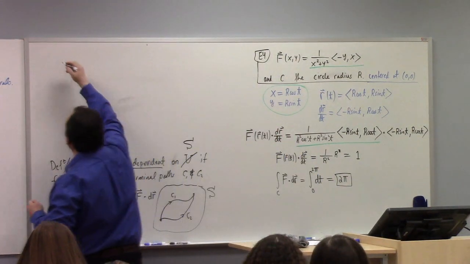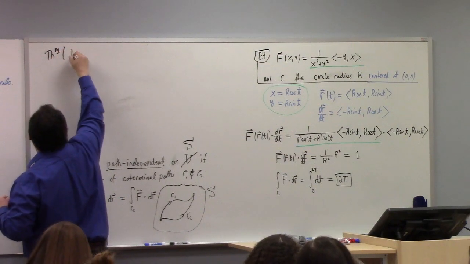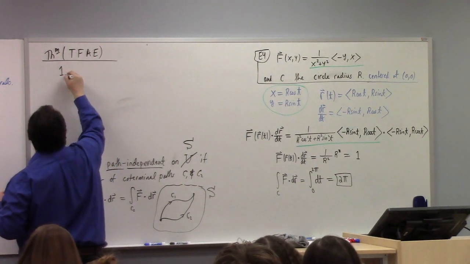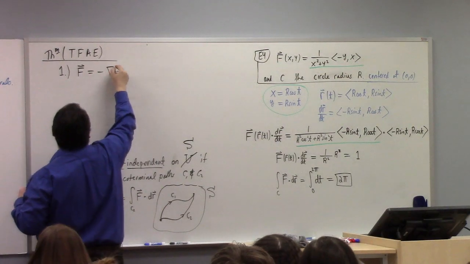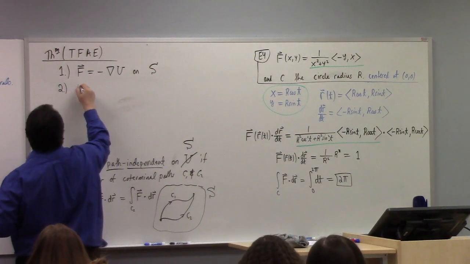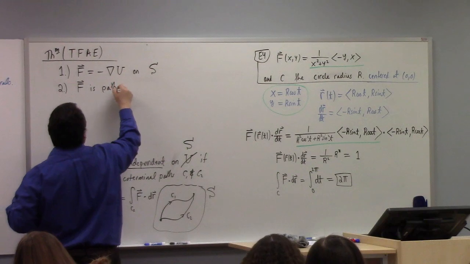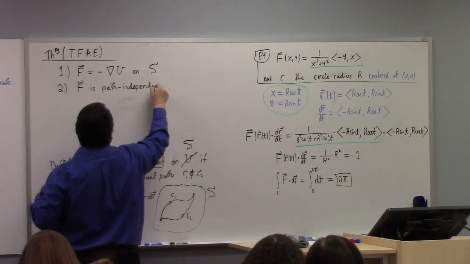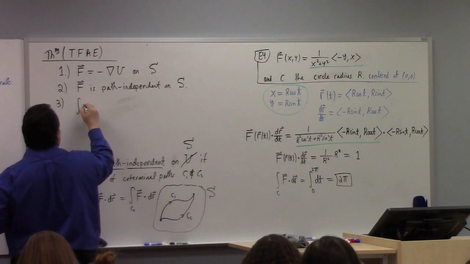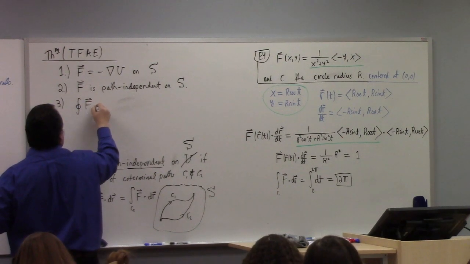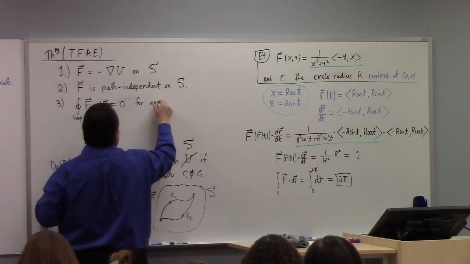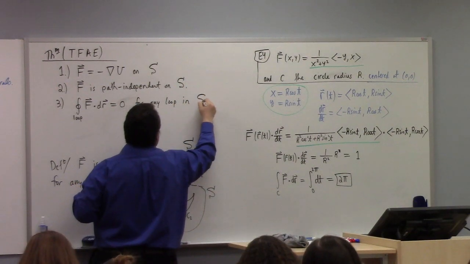So we have a theorem. The following are equivalent. 1, F is equal to minus the gradient of U on S. 2, F is path independent on S. 3, the integral around a loop of F dot dr is equal to 0 for any loop in S.